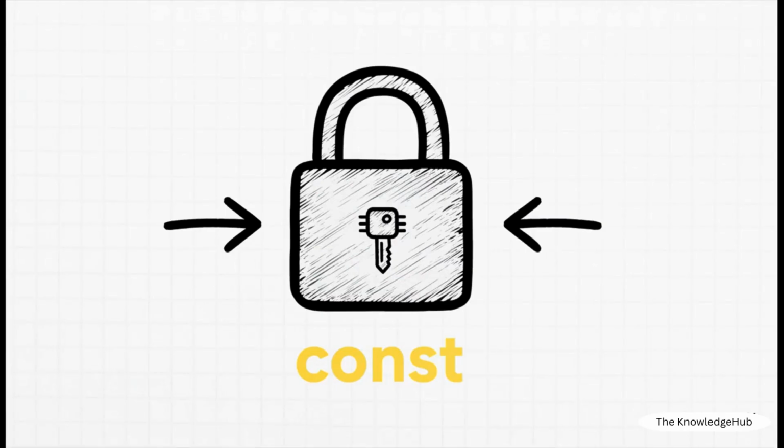First up is const, as in constant. You use this for any value that you know should never, ever change. It's non-negotiable. Think about it. Once a user signs up, their account ID is set in stone, right? We want to lock that down with const so nobody can accidentally change it later.